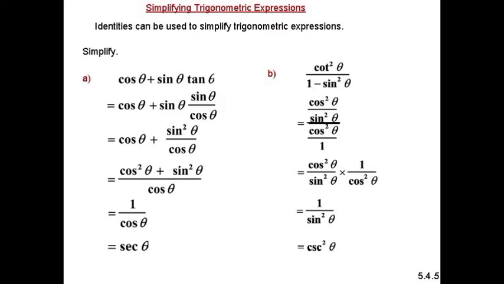So let me ask, what is the answer in letter A? Very good. It's secant theta. Let's proceed to letter B.